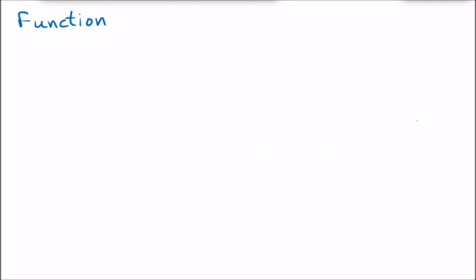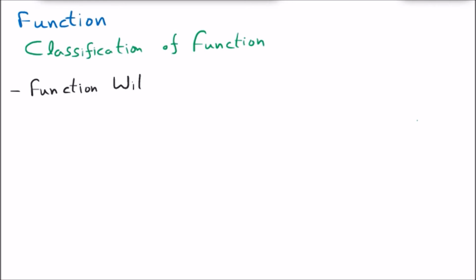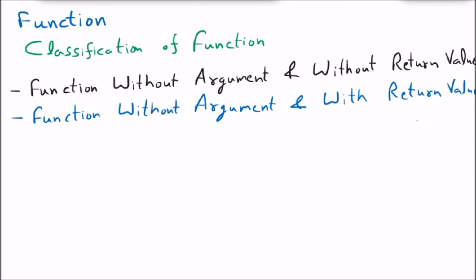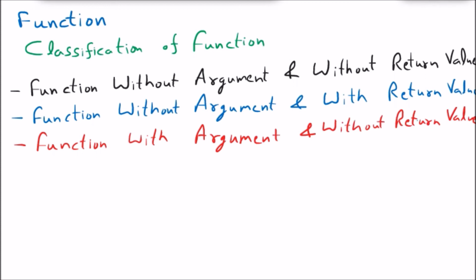Now next we have the classification of functions. Functions are classified into four categories. The first category is function without argument and without return value. The next category is function without argument and with return value. The next category is function with argument and without return value. And the last category, the fourth category, is function with argument and with return value.